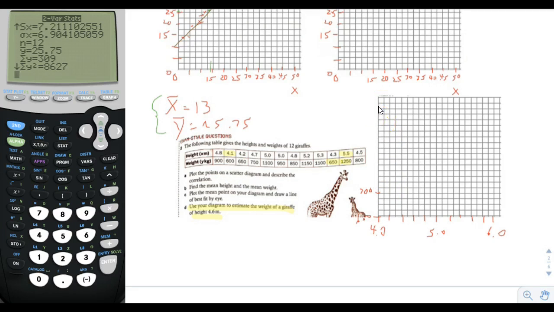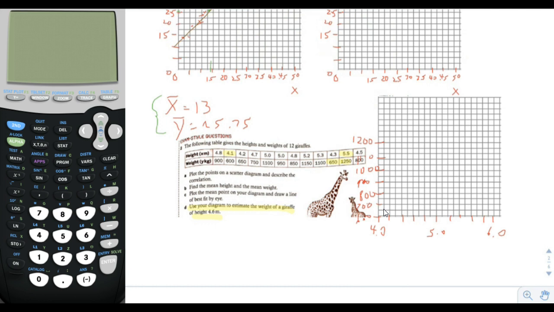So I had to jump by 2s, so each one of these is worth 50. So 600, 700, 800, 900, 1,000, 1,100. Okay.